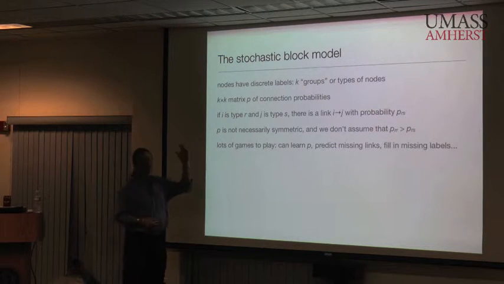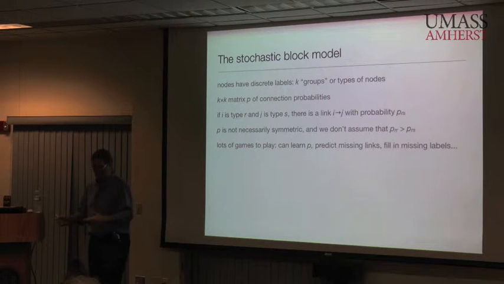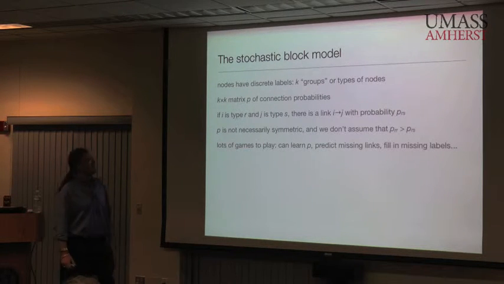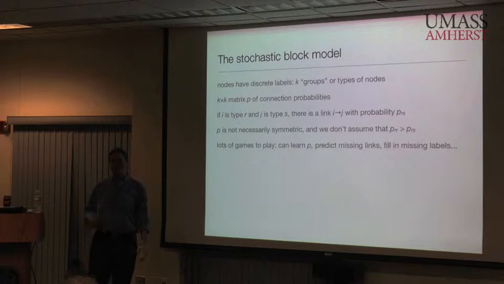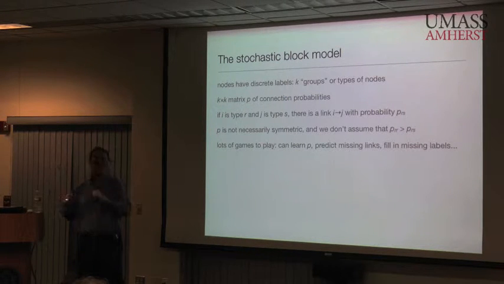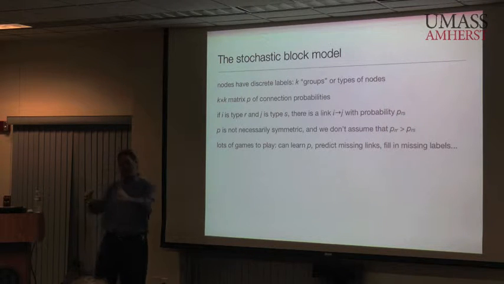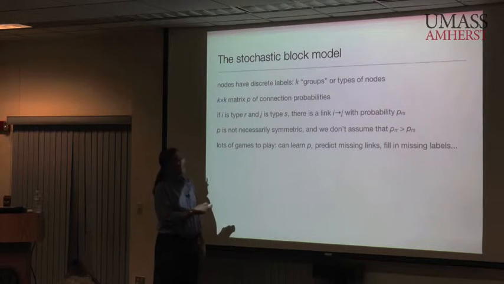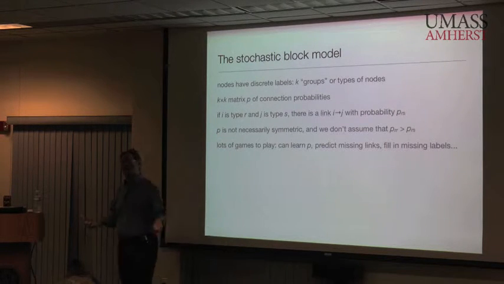So once I define this model, it's what we call a generative model. There are now a zillion different games we could play. So I could tell you this matrix P, and then I could show you the entire network, and I could tell you the types, the labels of some of the nodes, and ask you to try to label the other nodes. Or I could not tell you the matrix P, and I ask you to learn that from the data.